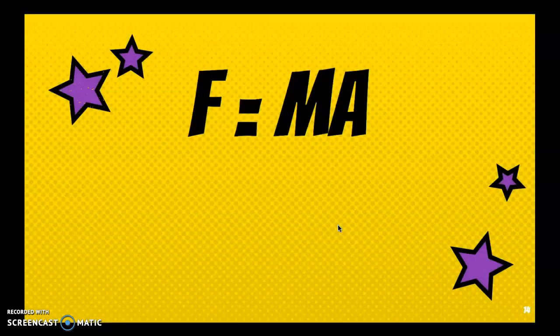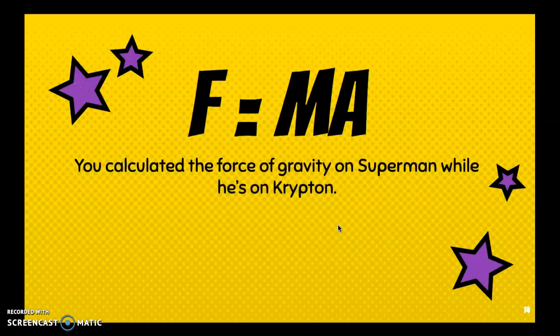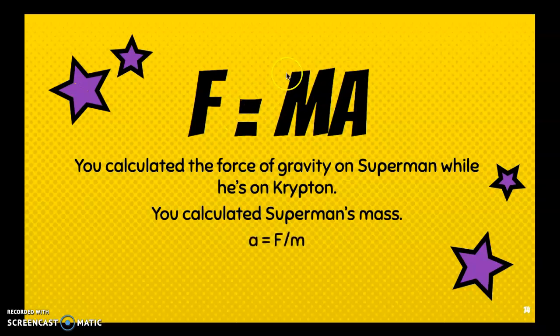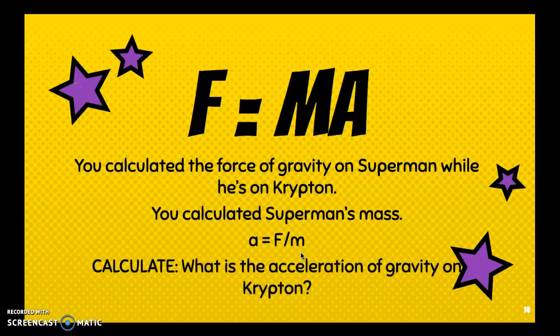Getting close, guys. Now, back to this. Force equals mass times acceleration. You calculated the force of gravity on Superman while he's on Krypton in the previous slide. You calculated Superman's mass in kilograms. Now, we're going to use this equation to calculate the acceleration of gravity on Krypton. Except we need A by itself, so we'll divide both sides by m, and you get acceleration of gravity on Krypton equals force divided by m. Calculate the acceleration of gravity on Krypton. That's the thing we're driving at.